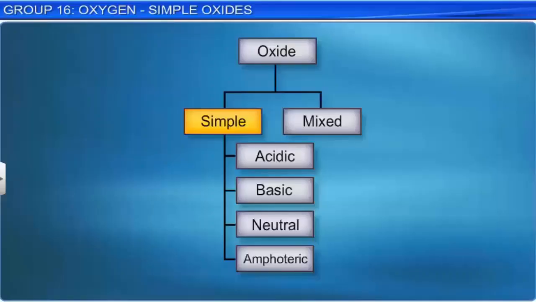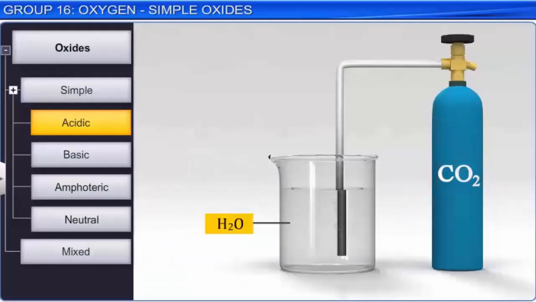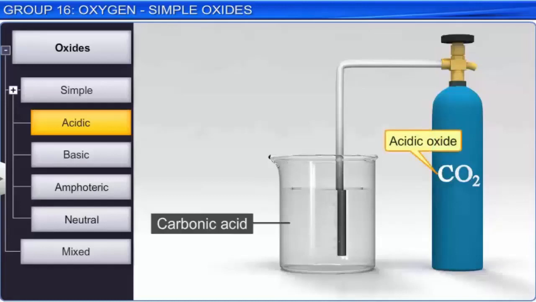On the basis of their chemical behavior, simple oxides can be further classified into acidic oxides, basic oxides, neutral oxides, and amphoteric oxides. An oxide that combines with water to give an acid is termed as an acidic oxide.